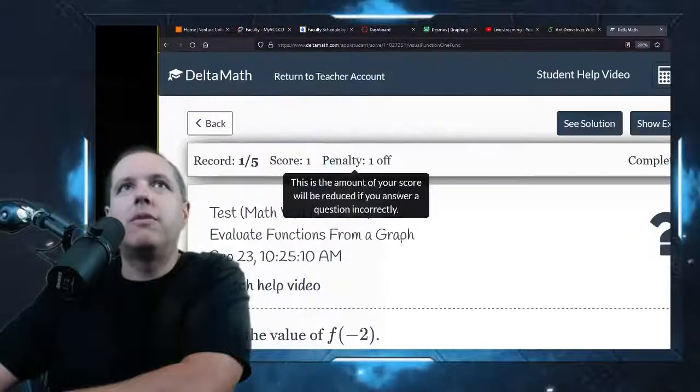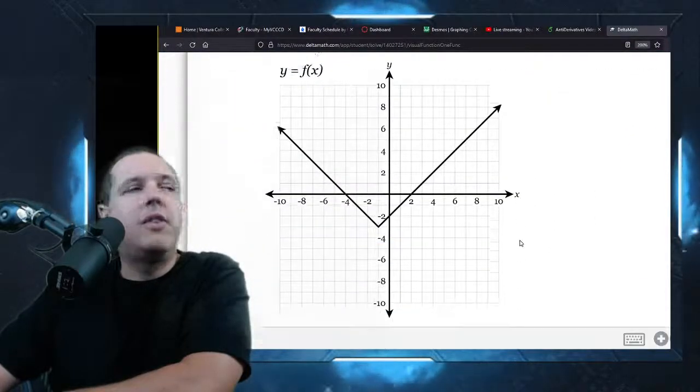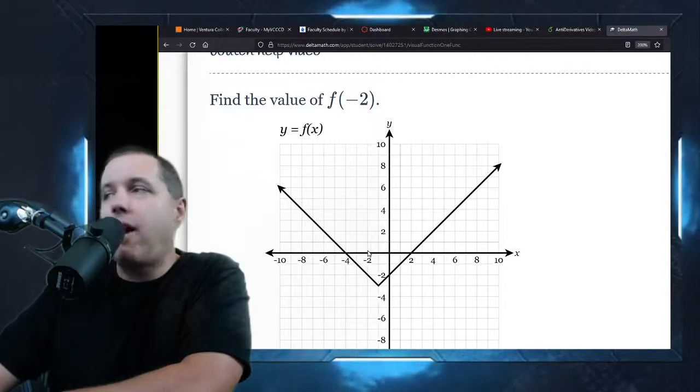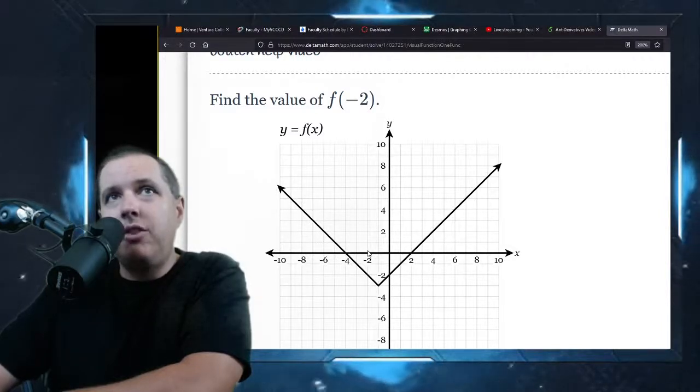Okay, let's do another one. Okay, here we've got this. We want f of -2. So I go to -2 on the graph. I find the point associated to that, which would be this one right here. Looks like our answer is -2 again.